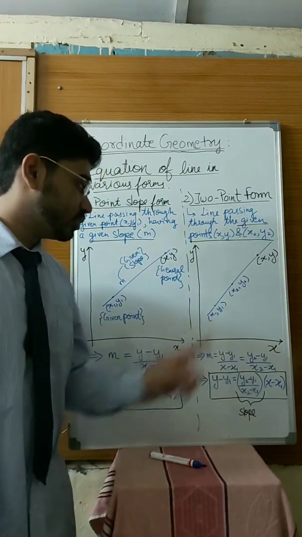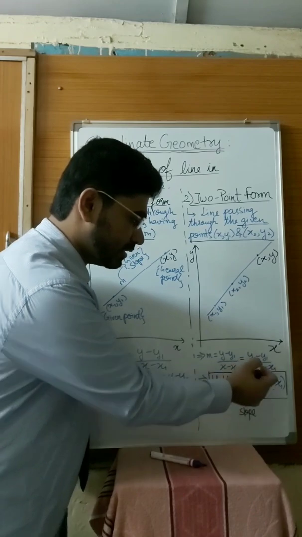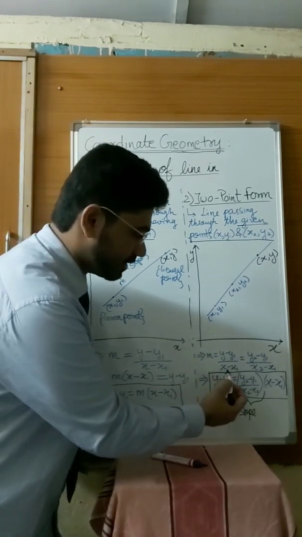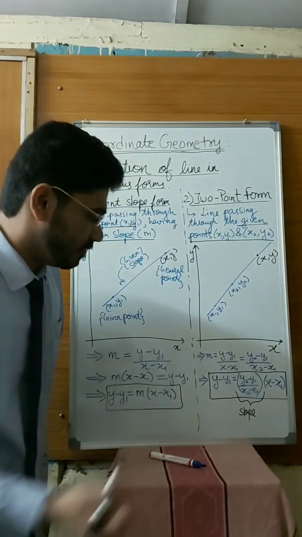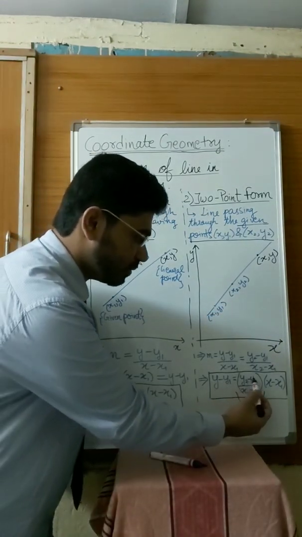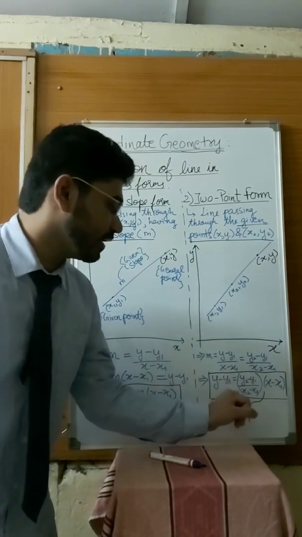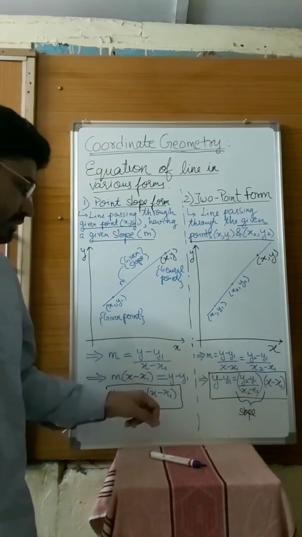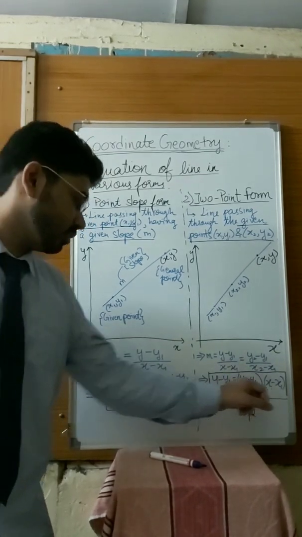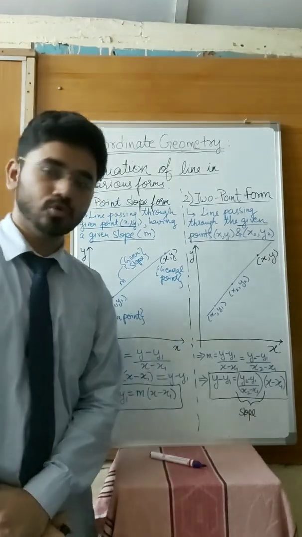Now since these 2 lines are the same, we can equate their slopes. Equating the second expression and the third expression, and taking x minus x1 from the denominator of the left hand side to the numerator of the right hand side, we can see that y minus y1 equals (y2 minus y1) upon (x2 minus x1) into (x minus x1), and this expression (y2 minus y1) upon (x2 minus x1) is the slope. If we compare this and this, we can see that this expression is also the slope. So this is how we define the equation of a line in 2-point form.